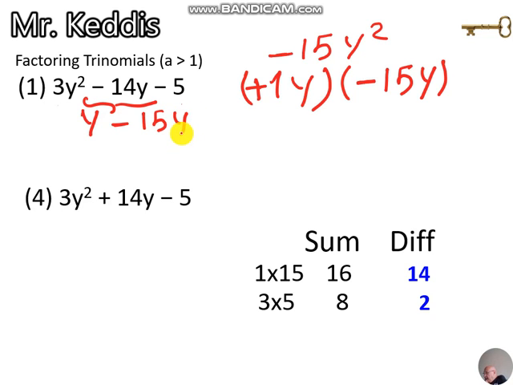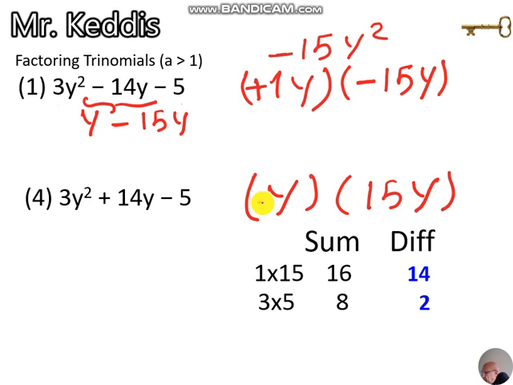The second one, also I'm going to use y times 15, positive y or 1y times 15y. The sign here positive means the 15y is positive and the negative 1y is negative. I'm going to replace the positive 14y with negative y plus 15y.